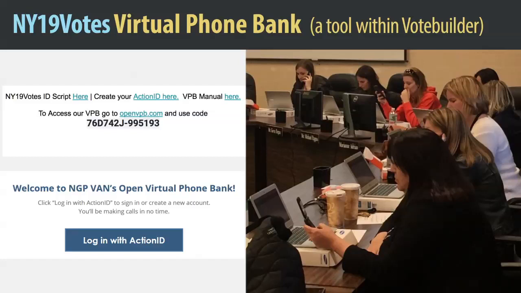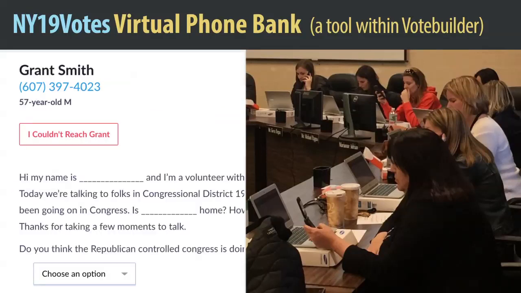The virtual phone bank is an online tool where anyone you've given access to it, usually through a link or through a code, and it does require an action ID, and we'll talk about creating that in a second. But what the virtual phone bank does is you log in, and then it allows you to call individual voters, one at a time. So you'll get their phone number, you'll get the script and the questions you're asking, and when you record the data for a conversation in the virtual phone bank, it gets recorded automatically.